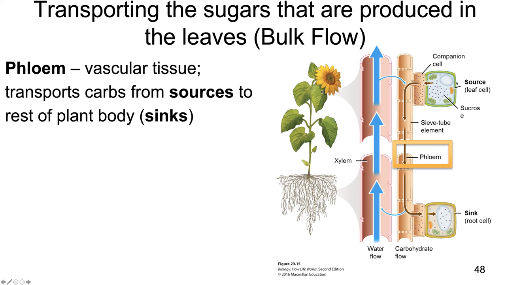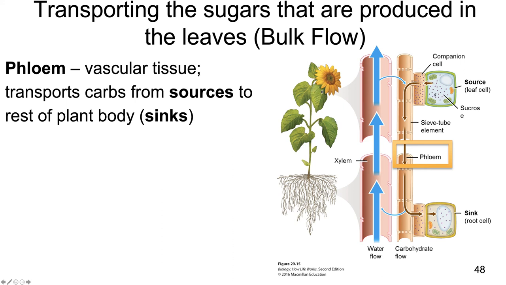And so in the source cells, here we're looking at a leaf cell, and in that leaf cell, you've got a cell wall, a cell membrane, a vacuole, mitochondria, and then you've got these chloroplasts where photosynthesis is happening. So if photosynthesis is happening, these chloroplasts are producing a lot of sugars that get converted into a particular type of sugar called sucrose. And so all these little dots here represent high concentrations of sucrose. These are sugars that are being produced through photosynthesis.